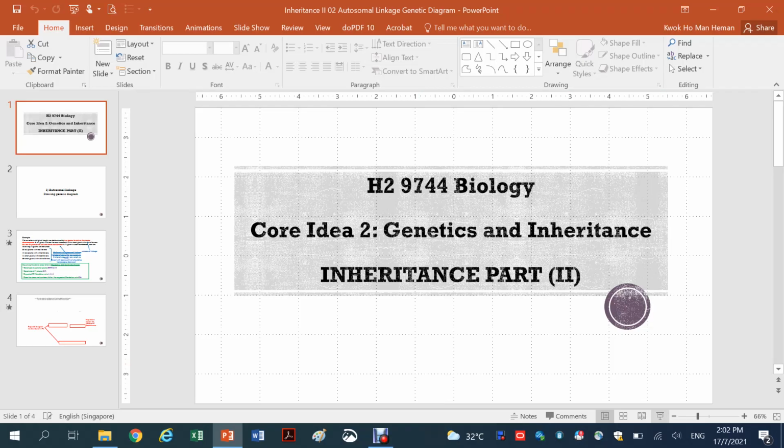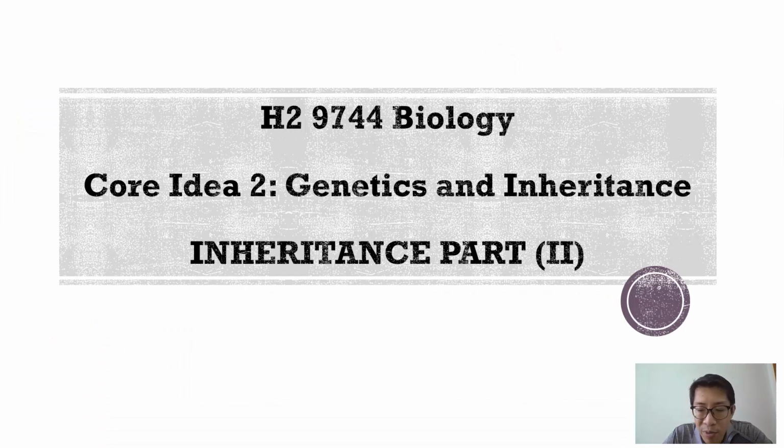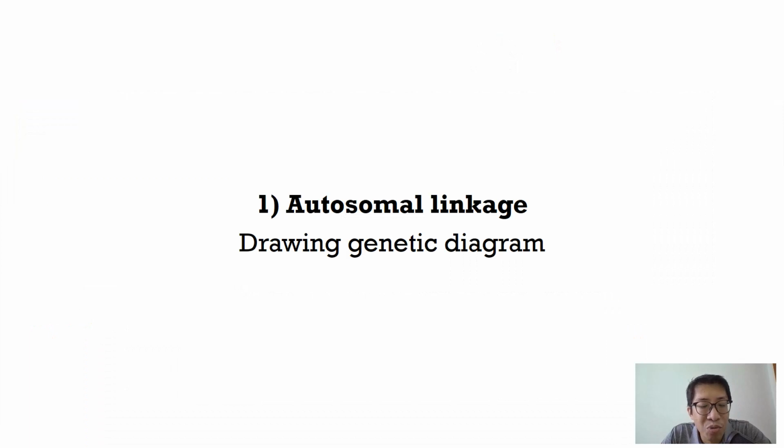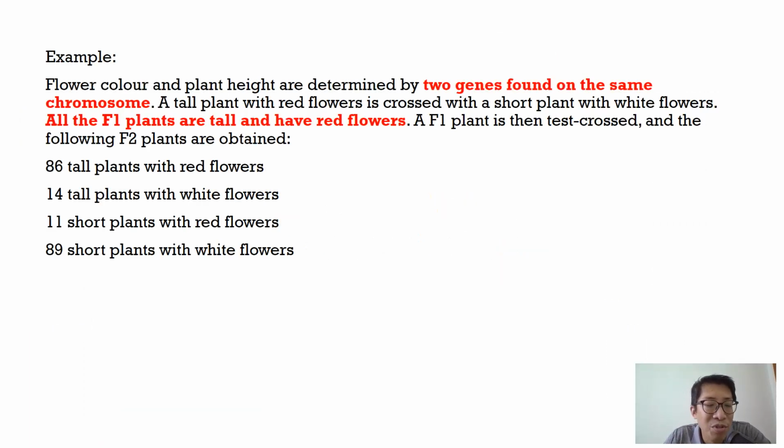Okay, so now that you understand what is autosomal linkage, we'll be looking at how to draw the genetic diagram for autosomal linkage. Alright, so we're going to use the example in the notes to look at how to identify whether the inheritance is autosomal linkage, how to analyze the question, and of course how to draw the diagram itself.